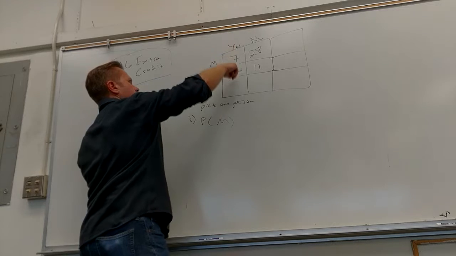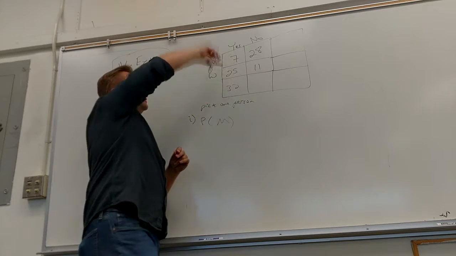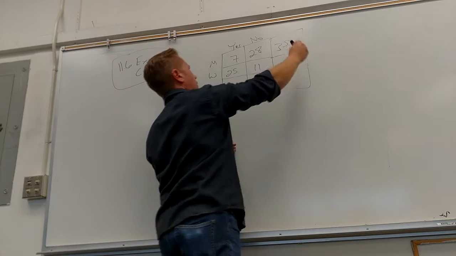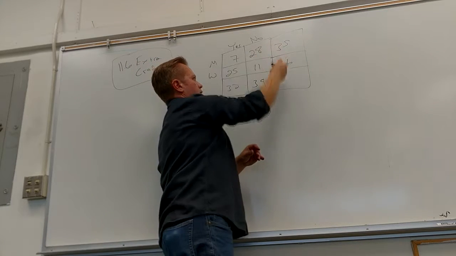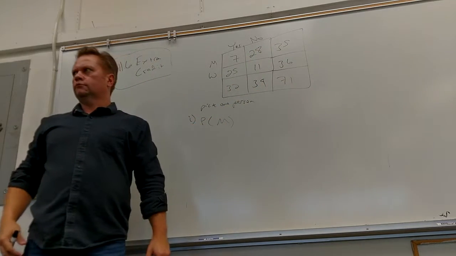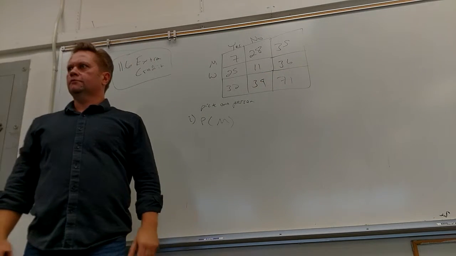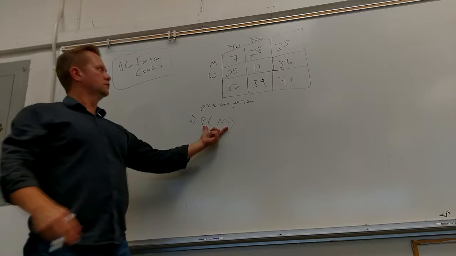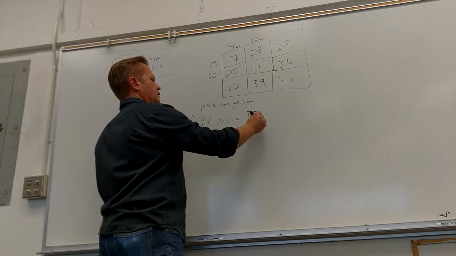So here, if I add these up, that's the total number of people that said yes. 39 people said no. 35 people were men, and 36 people were women. When I add that up, I get 71, and I get 71 this way also. Don't add these to these, because then you added everybody twice. Okay. So the probability I pick a man is 35 out of 71.